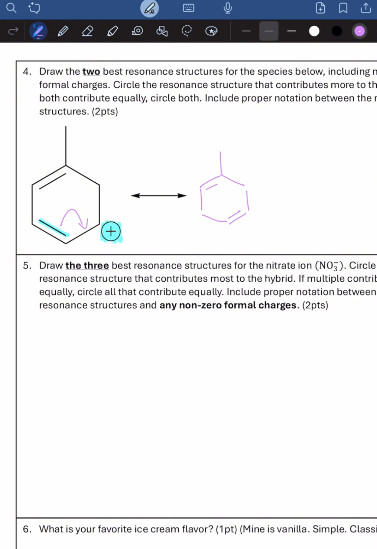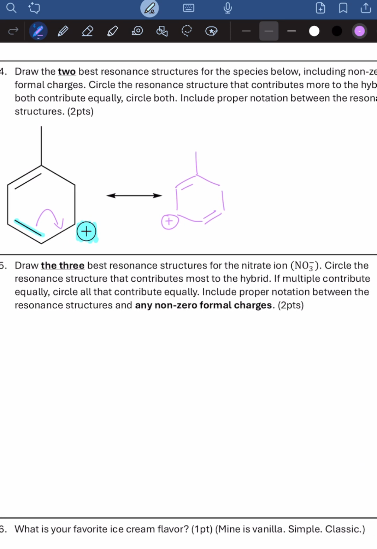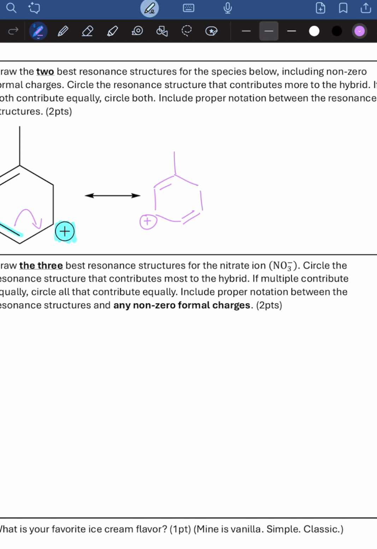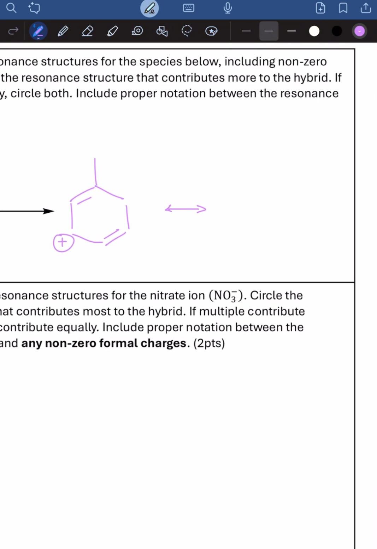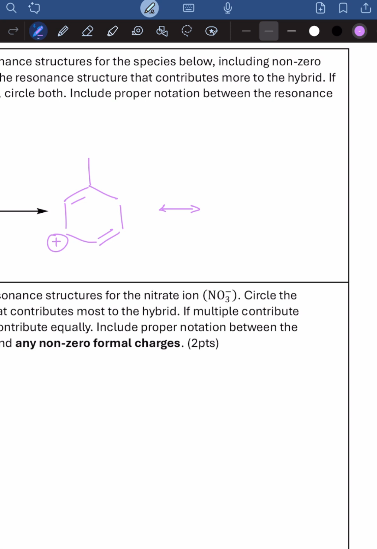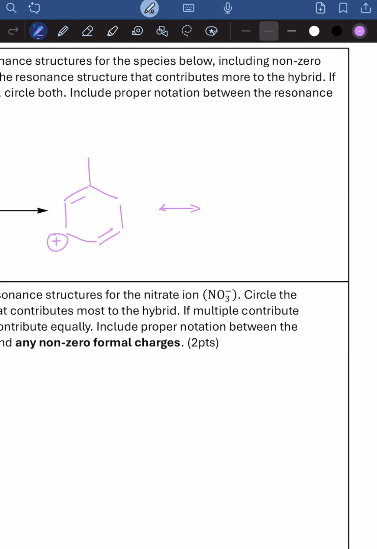And with all resonance structures, the positive charge needs to remain in the molecule somewhere, so it's going to end up right here. And then it's asking for the 2 best resonance structures, so we can have one more resonance structure. And remember that the resonance arrow looks something like this. On your homeworks, we saw some resonance arrows that didn't look like resonance arrows, and you just want to be as clear as possible to get as many points as possible. You don't want to lose points on this kind of silly stuff.